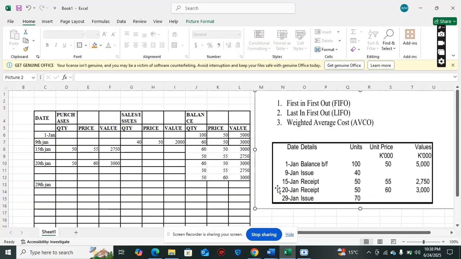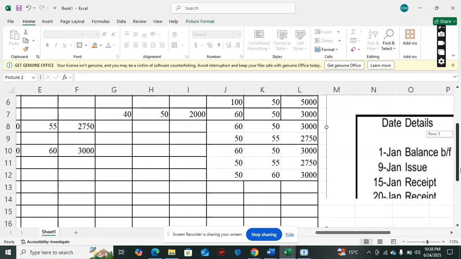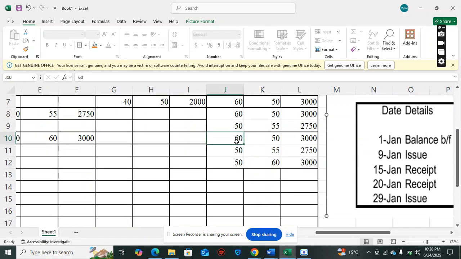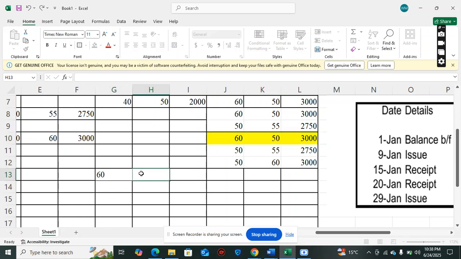Okay. So we've issued out 70 units. So we're going to focus on this batch first here. This was the batch that was the earliest. Okay, these 60 units valued at 50 kwacha. All right. So from the 70 we issued, 60 are coming from here. So on this column here, we'll put 60 valued at 50 kwacha per unit. Total value 3,000.